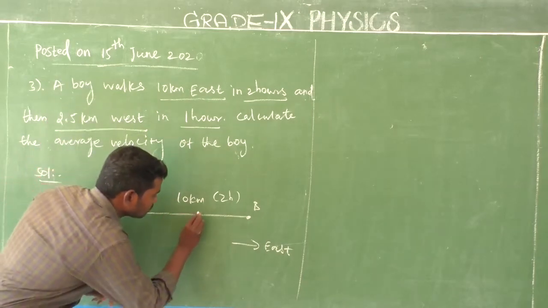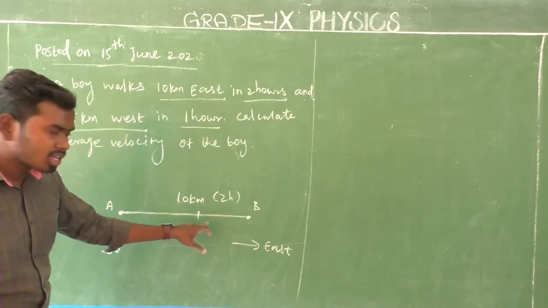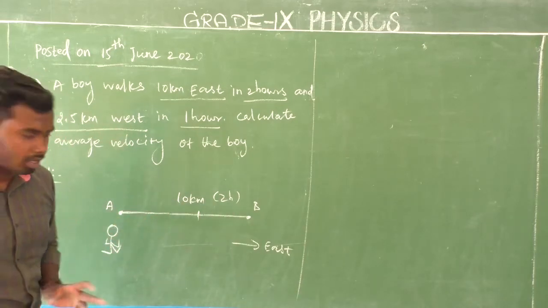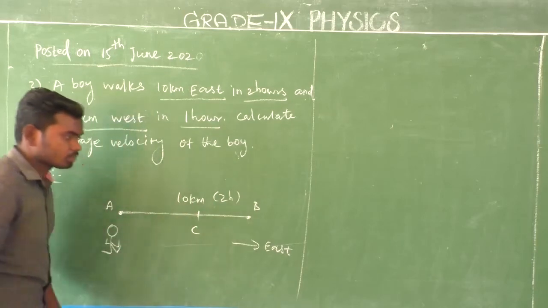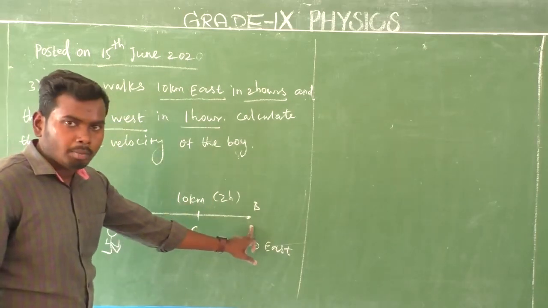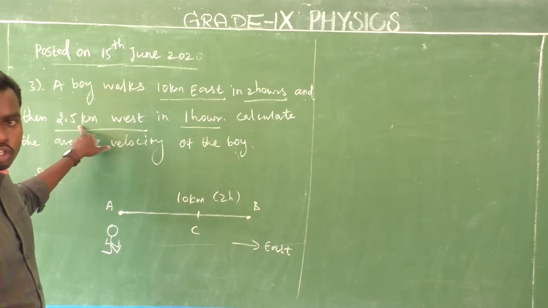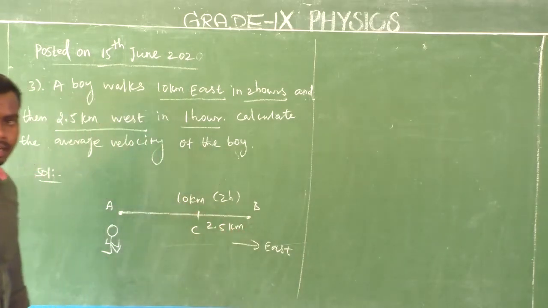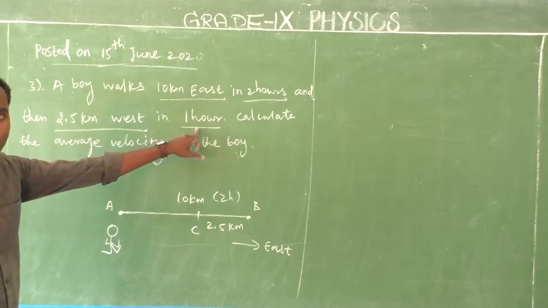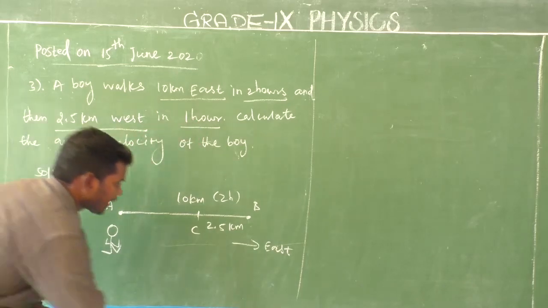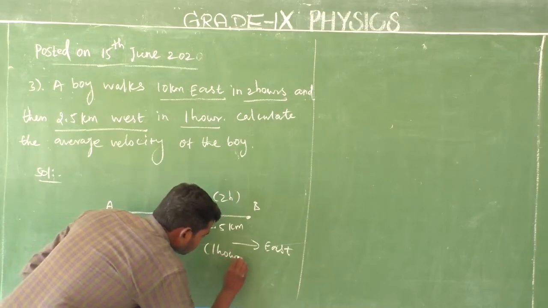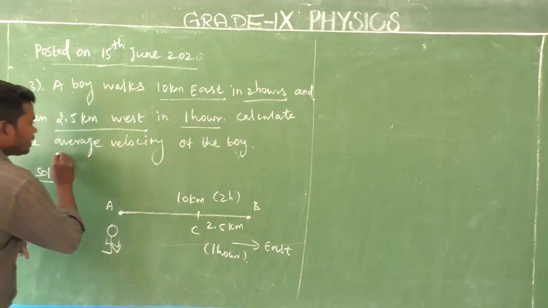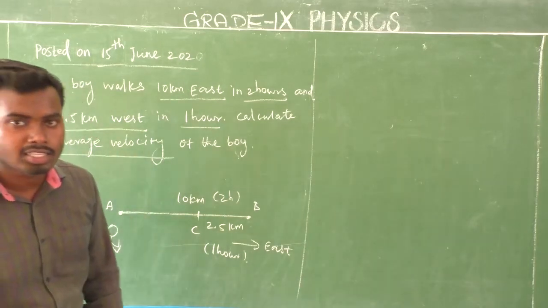So this boy comes to this position. Am I right? It is just 2.5 kilometer, but overall distance is 10 kilometer. So this boy comes to position C. From B, that boy comes to position C. That distance how much? 2.5 kilometer. Is it clear? How long has he taken? 1 hour. Time 1 hour. Now you calculate the average velocity of the boy. Average velocity of that boy.